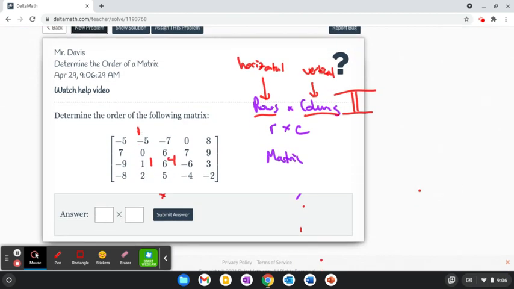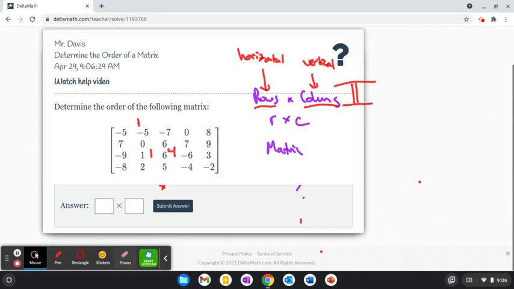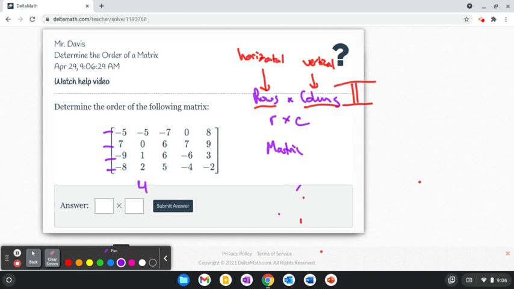So here, obviously, we've got a more complicated one. None of these are difficult. Should not take you long to do this. So if we just go ahead and count these, always count your rows first. So we've got 1, 2, 3, 4 rows. In columns, we've got 1, 2, 3, 4, 5. So this is a 4 by 5 matrix.